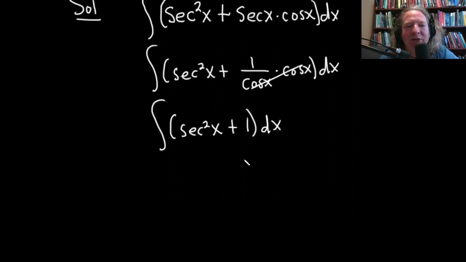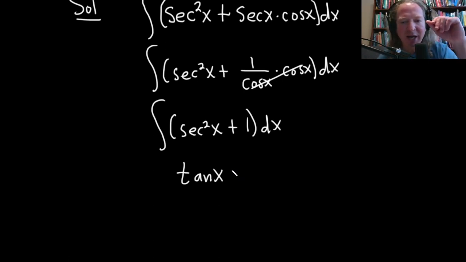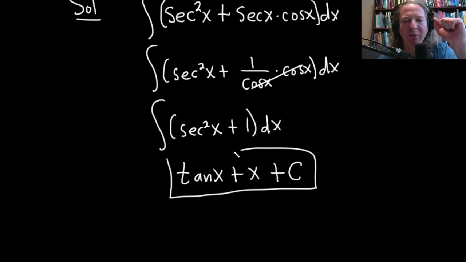So now we're integrating. So let's think backwards again. What's a function whose derivative is secant squared? Well, tan x. The derivative of tangent is secant squared. And to integrate 1, since it's a constant by itself, you just tack on an x. So it's just x. And it's not quite right yet. We still need our constant of integration, capital C. That would be a perfectly acceptable answer to this problem.